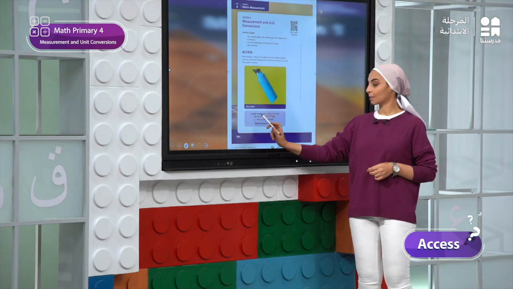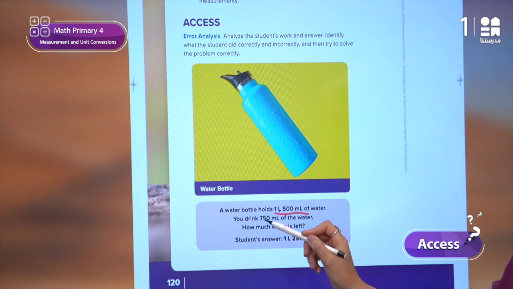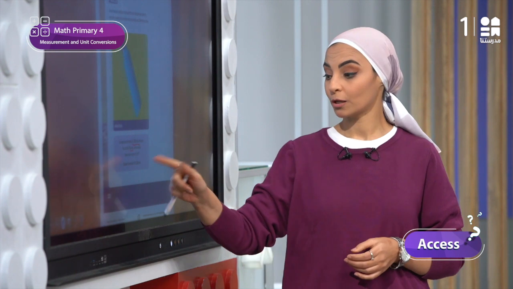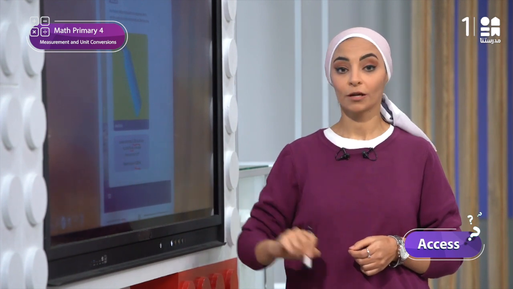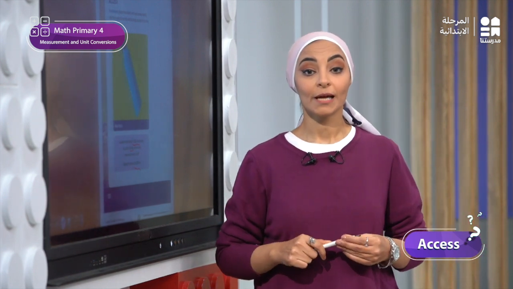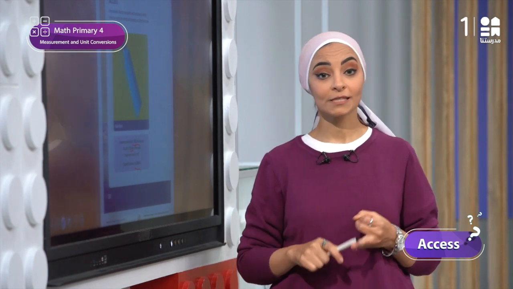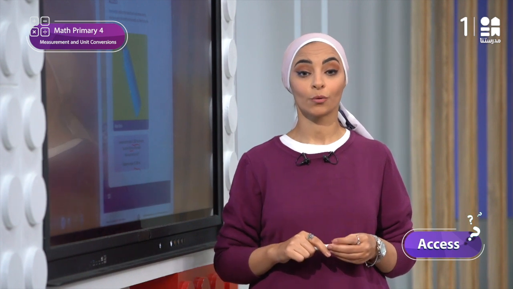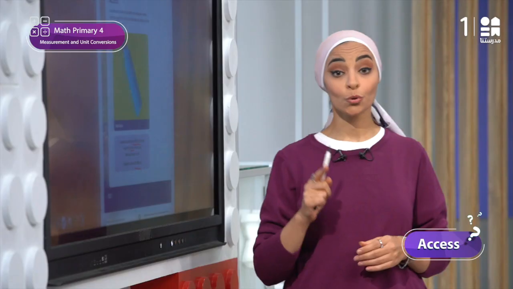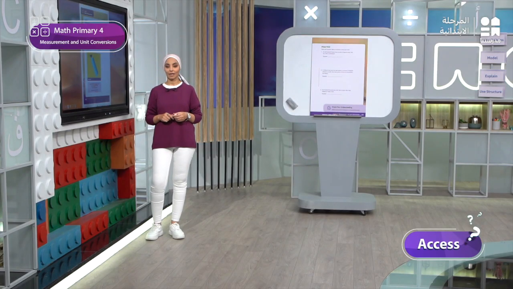Again, the example says a water bottle holds 1 liter 500 milliliters of water. You drink 750 milliliters of water. The question asks how much water is left. Your student answers 1 liter 250 milliliters. Now I will give you time to think and analyze your friend's answer and identify the correct steps and the incorrect steps taken and try to write down the correct answer from your point of view. To be able to organize your thinking, write your thoughts in the error analysis model on page 121 and then we will discuss the answer together.